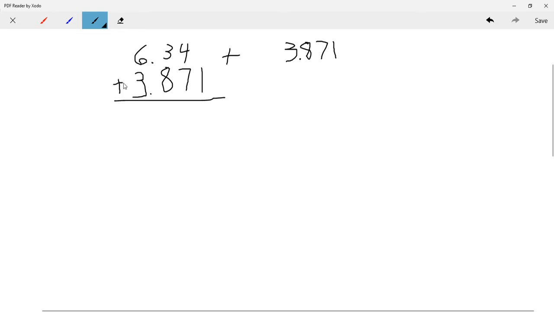And what I like to do is extend any number with a decimal. So this one only goes to the hundredths. This goes to the thousandths, right? 34 hundredths, and 3 and 871 thousandths. So I like to just add a 0 at the end so that these have the same number of digits after the decimal, just because it makes it easier for adding with the standard algorithm.